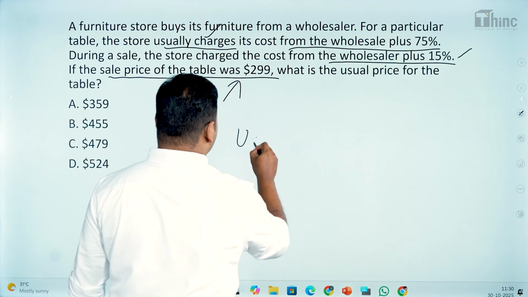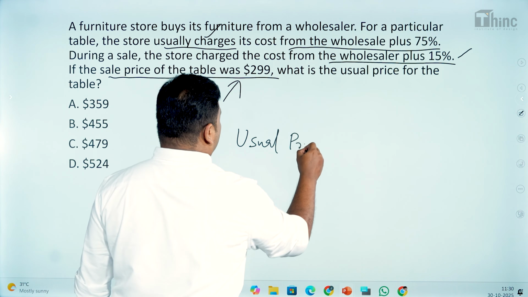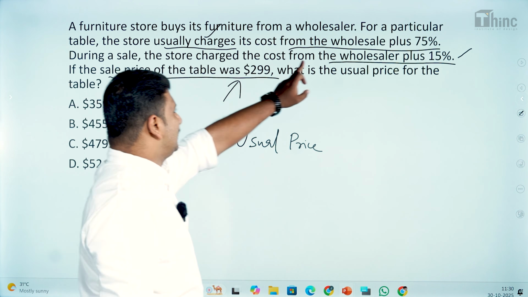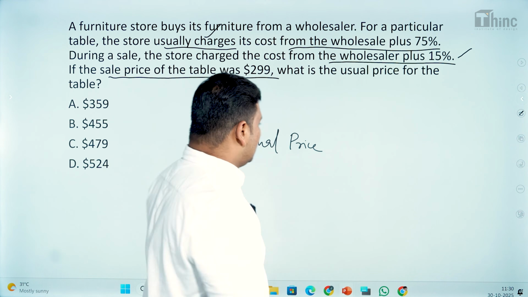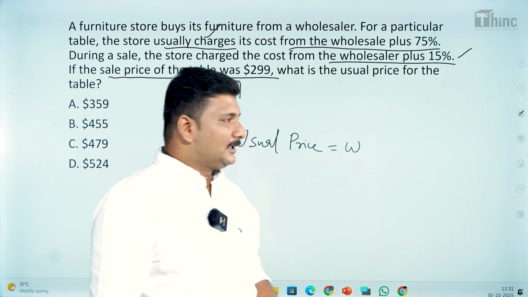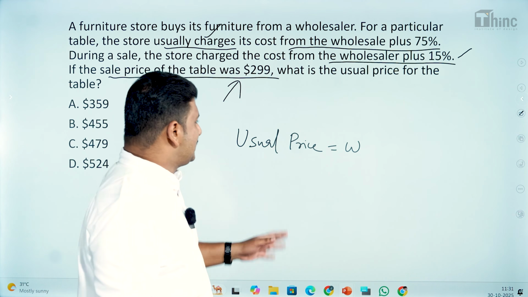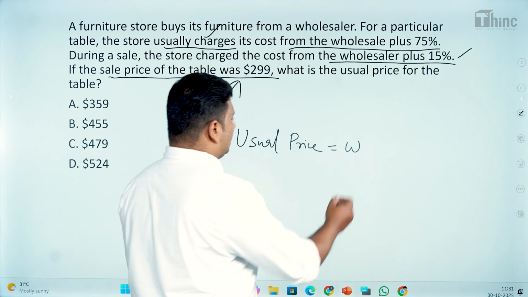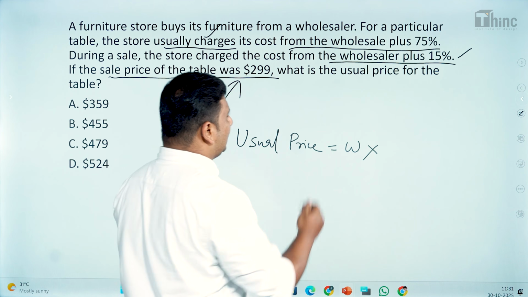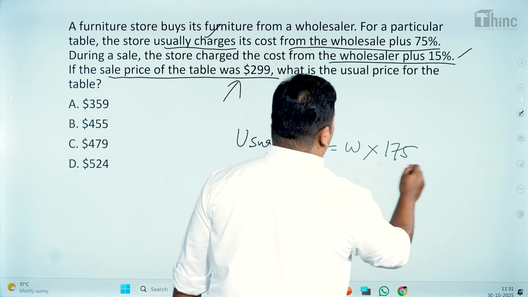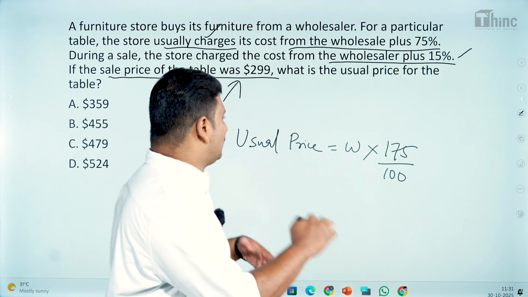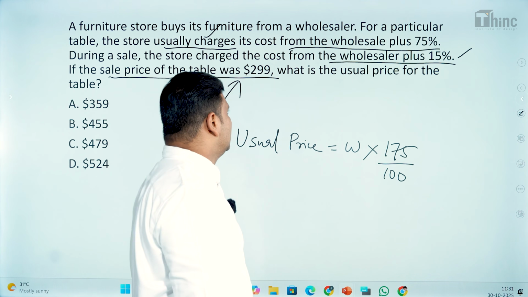First of all, let's look at the usual price. So the furniture store takes the furniture from the wholesaler. For a particular table, they usually charge wholesale price plus 75%. So if the wholesale price is W, I'm assuming the wholesale price is W, what are they usually charging? They usually charge wholesale price plus 75%. So we'll do W into, how can you increase a number by 75%? We'll multiply it with 100 plus 75, which is 175 by 100, right? So this is going to be the usual price. So usual price is wholesale price increased by 75%.